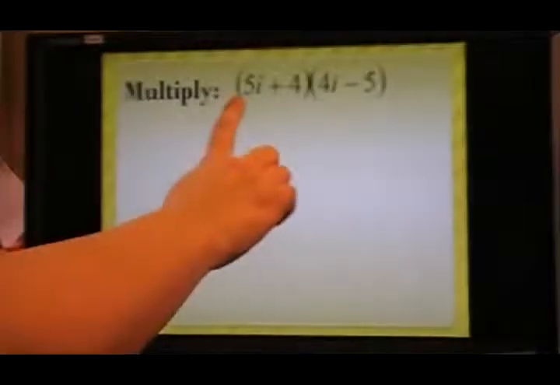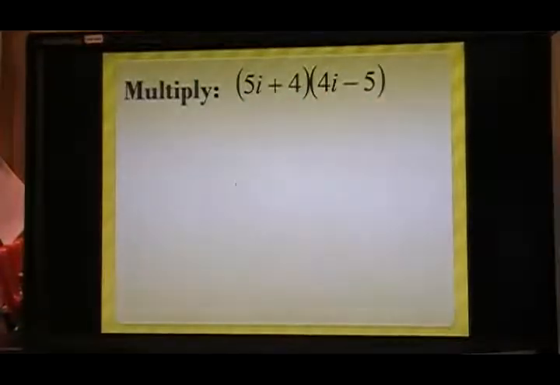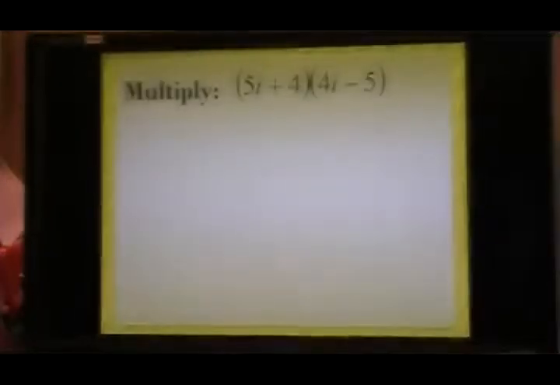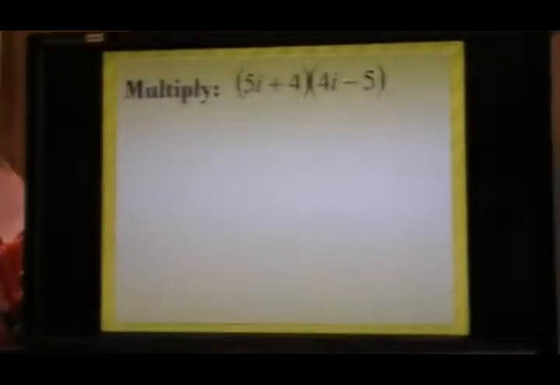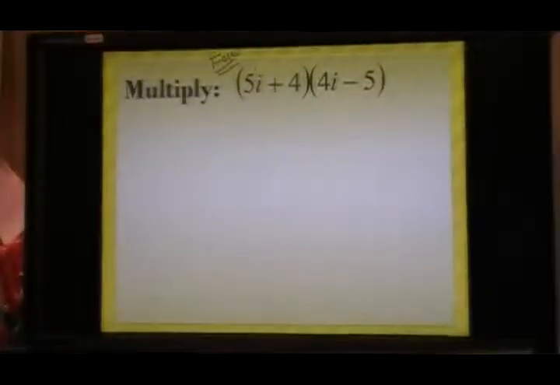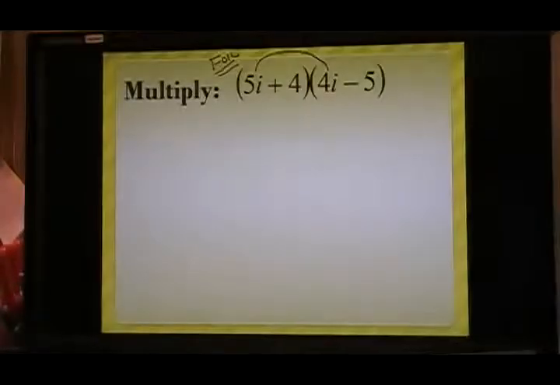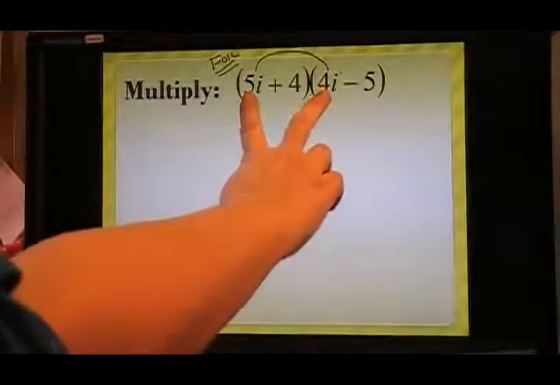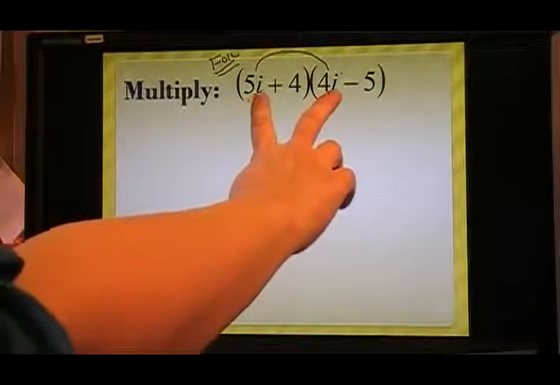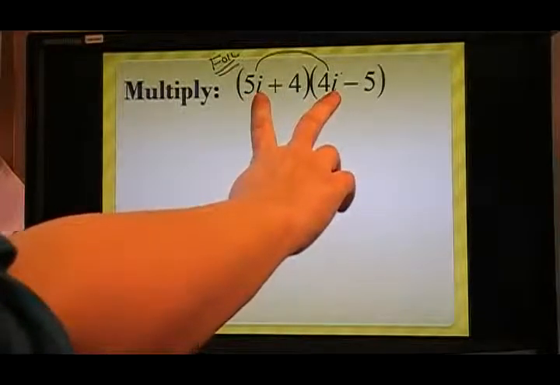Again, to multiply two complex numbers, you would do it in the same way you would multiply binomials, and that is to FOIL. First times first, 5i times 4i. If you multiply the 5 and the 4, you get 20. The i times the i is i squared. So the first term is 20i squared.